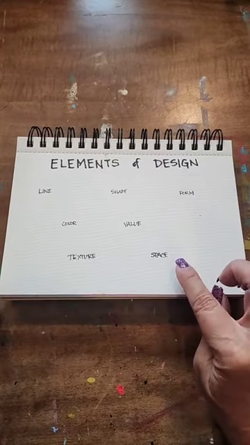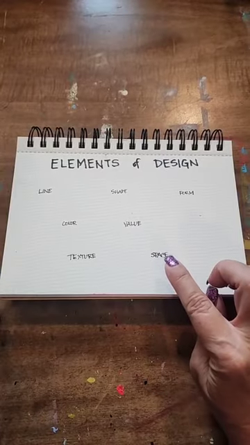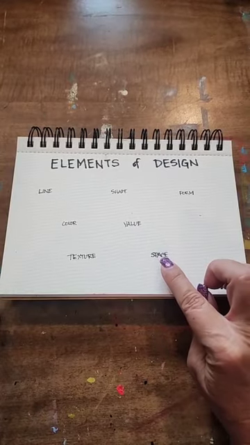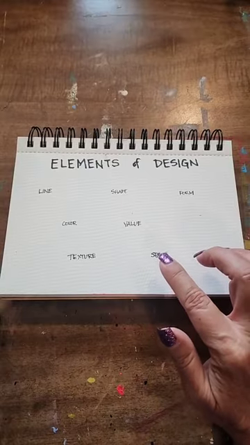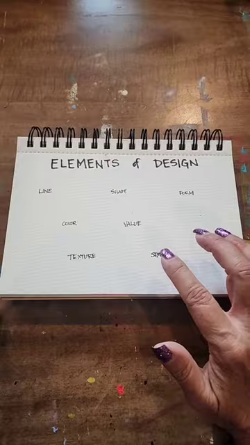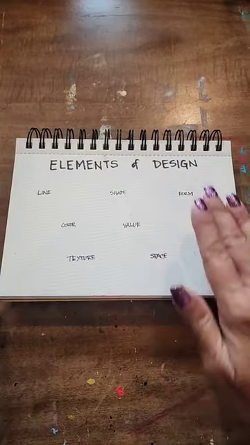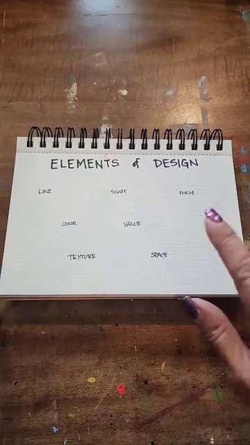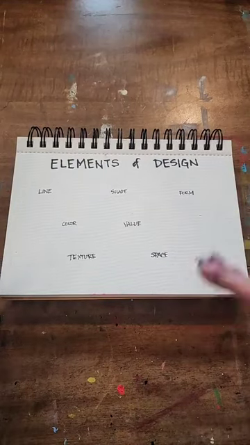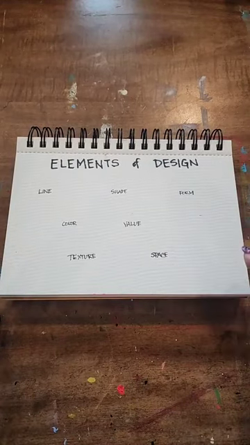And then the last thing is space. And it's so interesting to me with space. Space is all of the area on your, we'll say, paper, your composition, your canvas, whatever the shape is that you're painting or creating on.